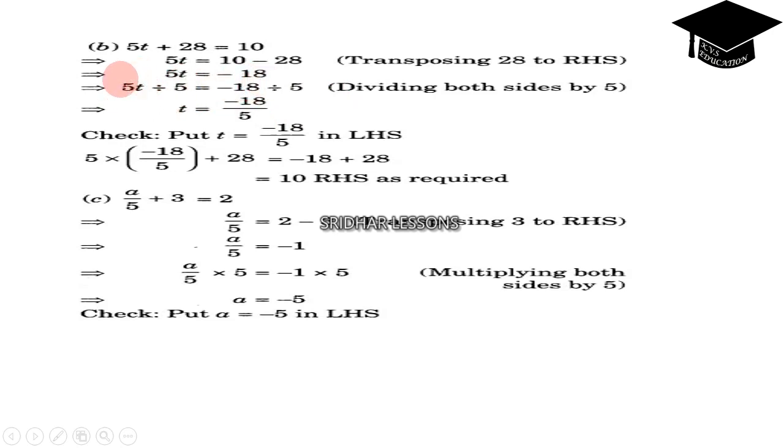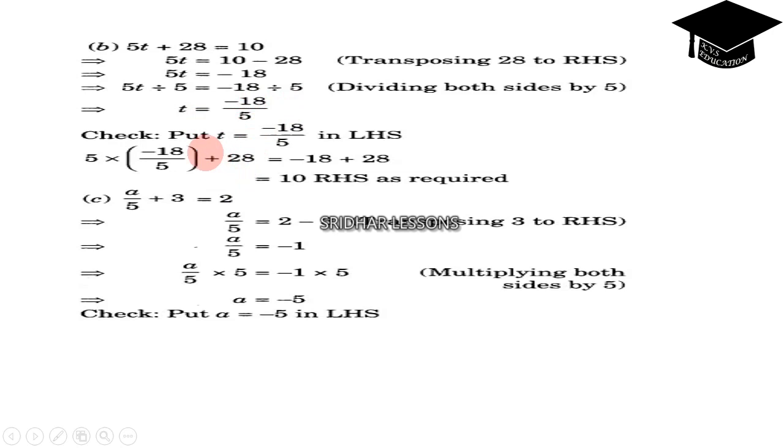So here we have 5t, that means 5 into t. So we have to divide both sides by 5. So 5t divided by 5 is equal to minus 18 divided by 5. That means t is equal to minus 18 by 5 is the value.